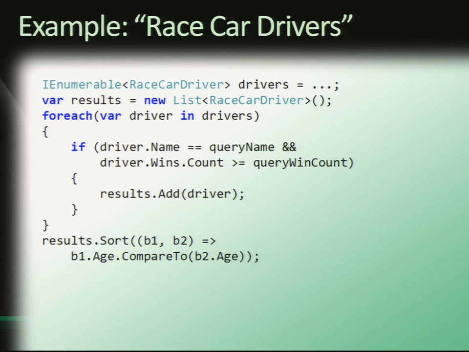As I find those drivers, I'm going to explicitly add them into my results set. And then when I'm done searching through all of my drivers, I'm going to sort them, in this case by age, and I'll display a histogram or something. So it's great. Sequential implementation looks fairly easy. The type of code we might write, right?